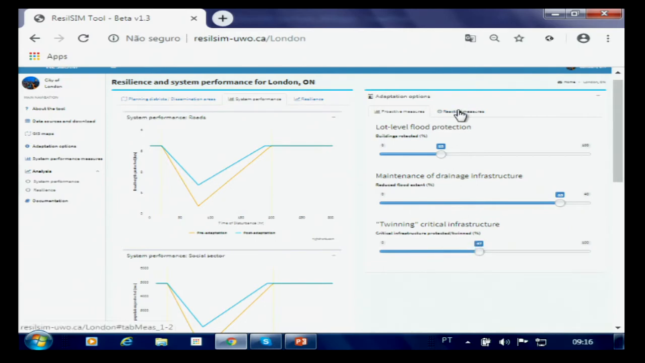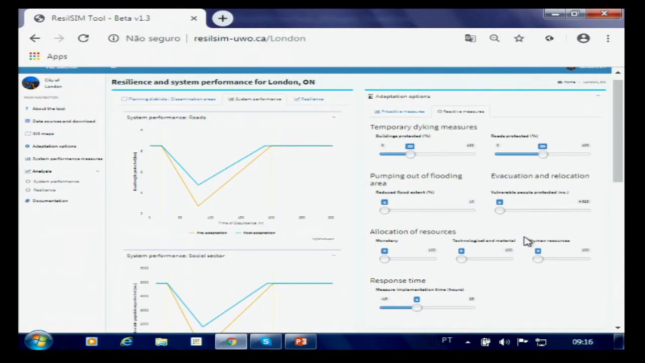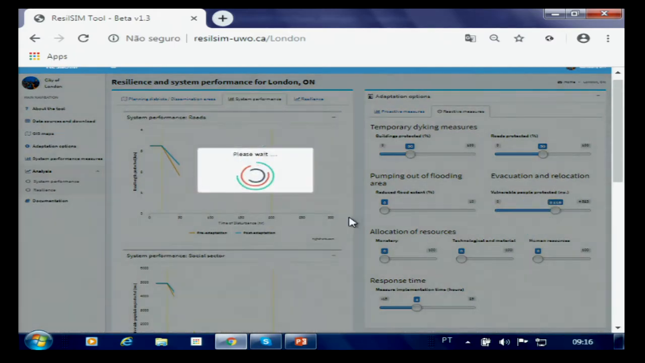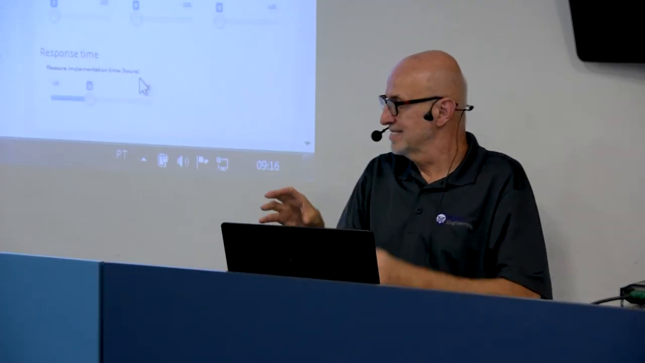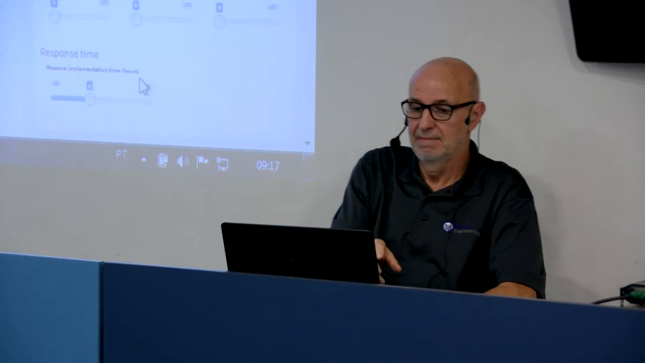The same is basically happening by changing the reactive measures, from the dikes to evacuation to timing and everything else. So the system is very responsive and does the calculation. And all this is done using the data which is in the database for that location that I have selected on the first screen on the map.